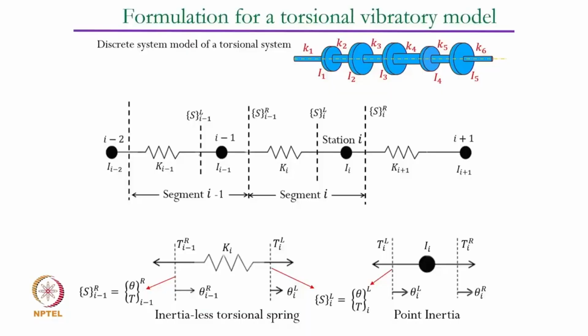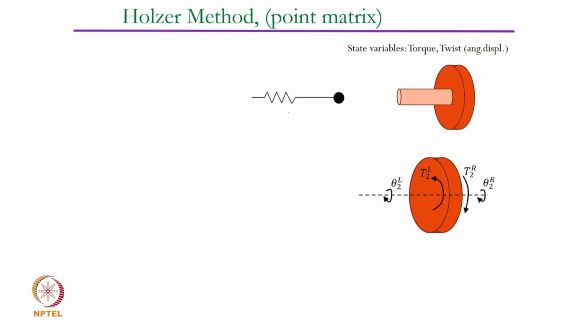Now let us focus on the inertia of the segment. So when you have a disk connected to the shaft element, and out of this segment which was defined as a spring and a mass, we are now trying to focus only on the mass element, and the mass element is like a disk. Here on both sides of the disk, on this surface and on this surface, there would be torques and twists that will happen.